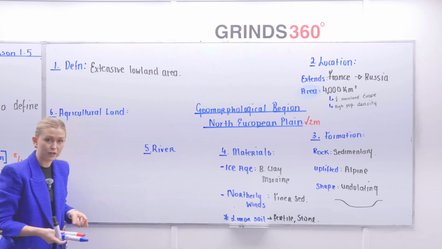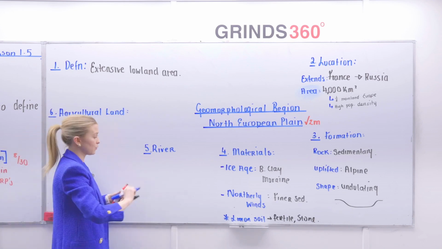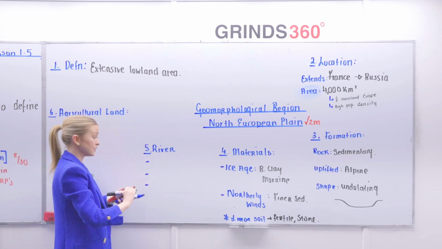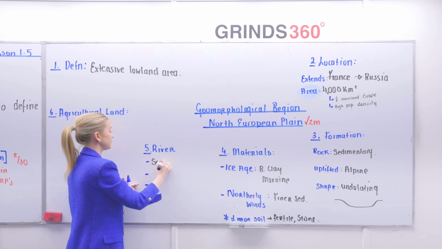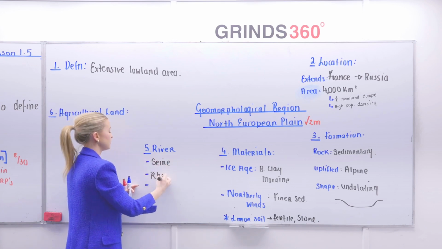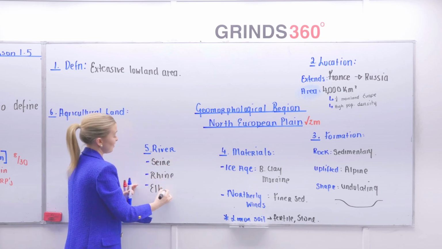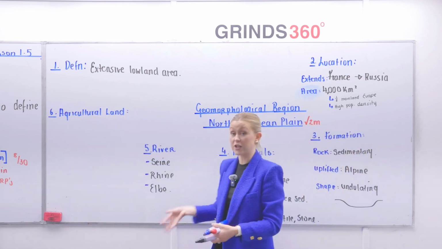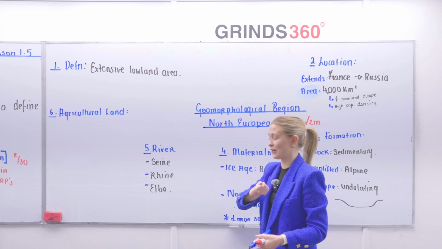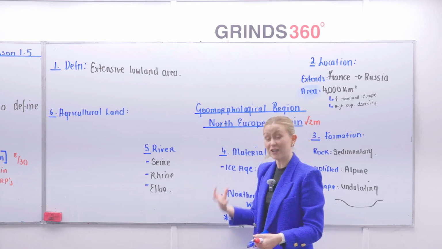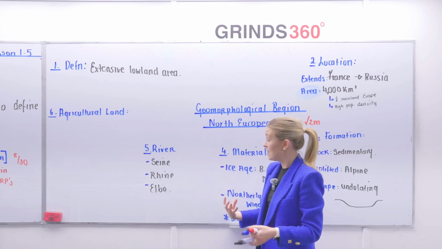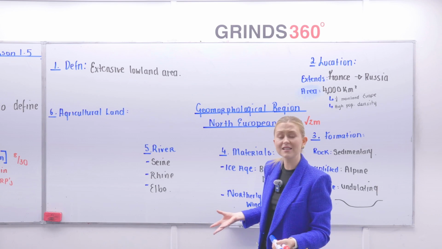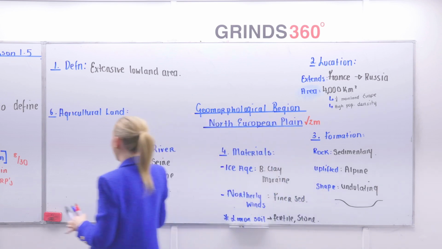Next, we're on to our rivers. Large rivers cover this region. Can we give some examples? We have the Seine, we have the Rhine, and we have the Elbe. They cover this region. What can they do? They can provide fertile alluvium, and stealing that obviously from our physical geography section, fertile alluvium for soils. They can provide natural communication links and also trade routes for manufacturers.